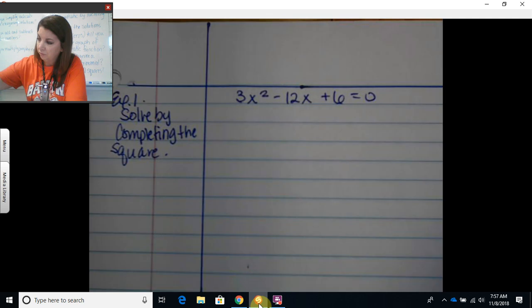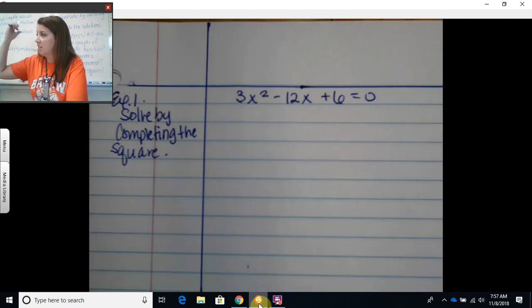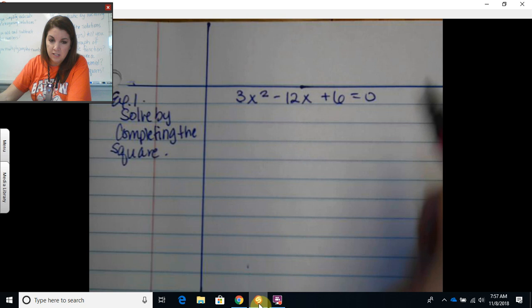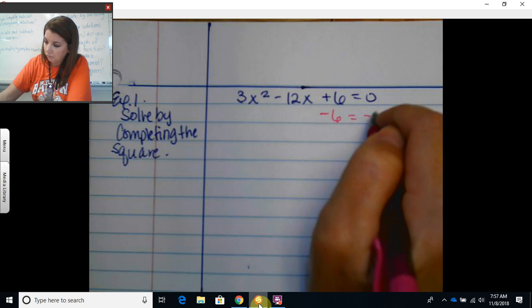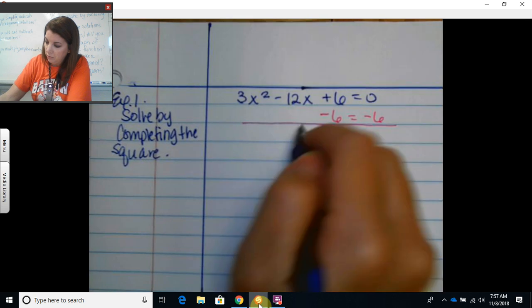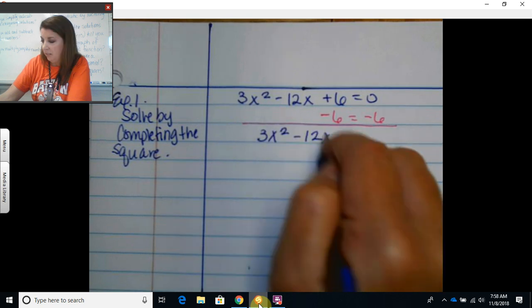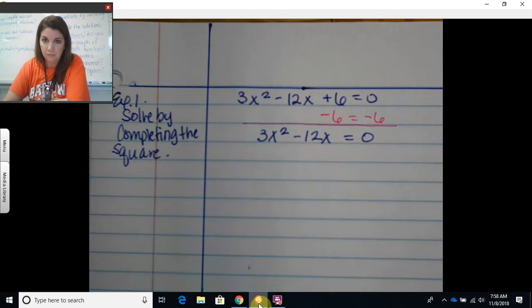So I'm going to use the same color that I used in my notes for step 1. So I'll subtract 6 from both sides. And that leaves me with 3x squared minus 12x equals negative 6.